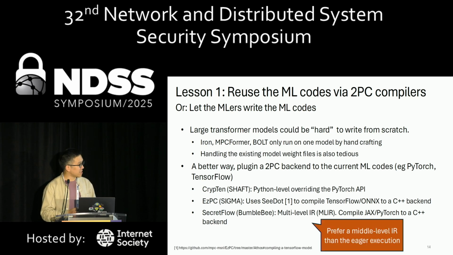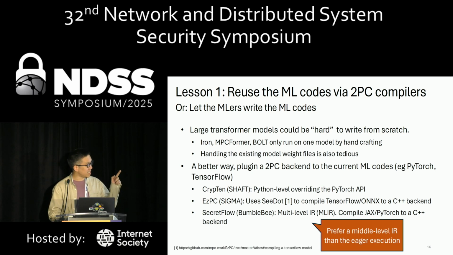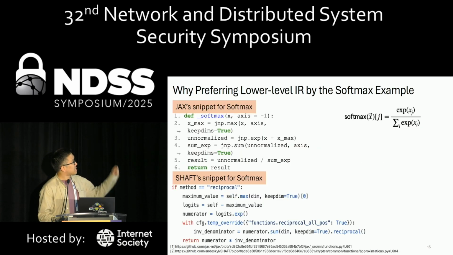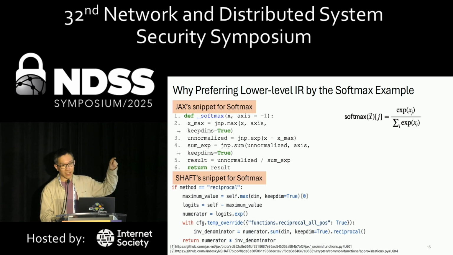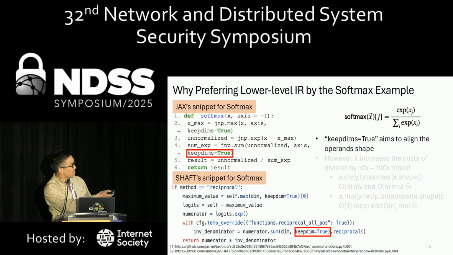We prefer the middle layer IR, and we will give you one exact example of why we prefer this middle layer IR. Here is a piece of code for computing softmax in the Hugging Face code, in very common Python code. The formula for the softmax is there. Basically, we are computing an exponential and a division, but the divisor is just one scalar, and the dividend is a vector. And the issue is the keepdim=True here.